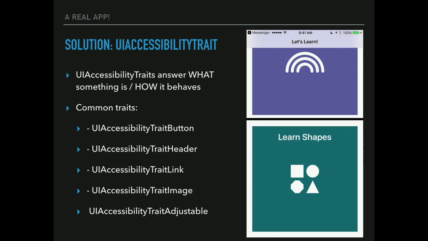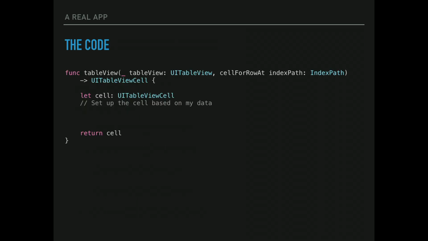There we go. That's all I did. So how did I do that? Well, here's my standard cell code, and all I had to do was OR in the button trait to the cell's accessibility traits, which it already had. You'll notice I OR'd in the trait because, as I mentioned before, UIKit objects already support accessibility, and they already have traits associated to them that are default traits. And so we want to make sure we're just adding to that, not overriding something that's already there.